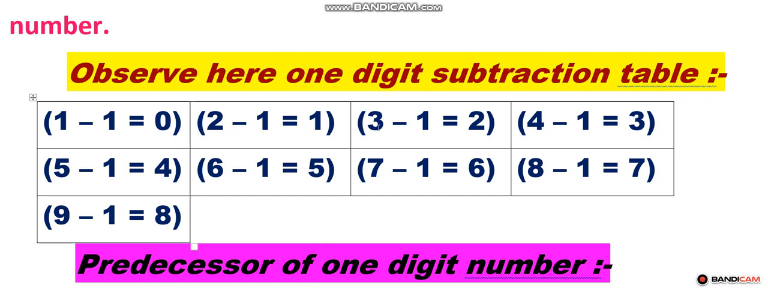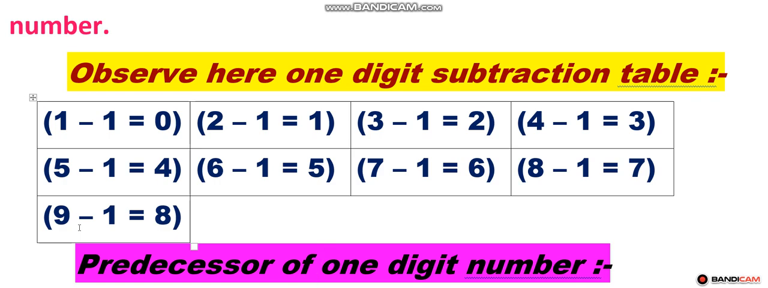Now predecessor of 3. Subtract 1 from 3. Open 3 fingers, cut 1 finger. What is left? 2. Yes. So predecessor of 3 is 3 minus 1, 2. Similarly, predecessor of 4 is 4 minus 1, 3. Predecessor of 5 is 5 minus 1, 4. Predecessor of 6, 6 minus 1, 5. Predecessor of 7, 7 minus 1, 6. Predecessor of 8, 8 minus 1, 7. Predecessor of 9, 9 minus 1, 8.